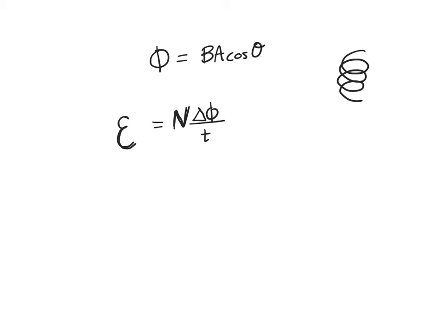You could have the strongest possible flux in the world. You have tons of magnetic field going through a loop. But if that magnetic flux doesn't change, nothing will happen. You will not get a current in that loop.